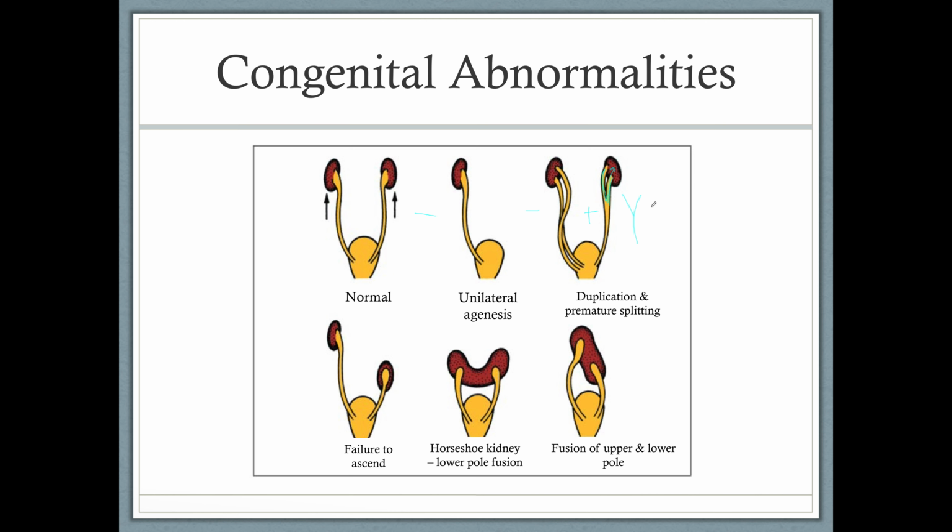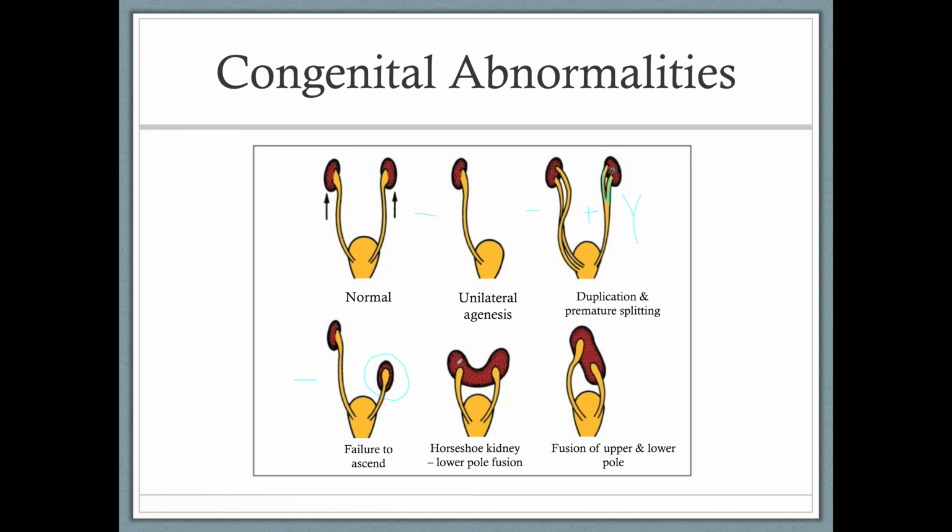Okay, then there's failure to ascend, so the kidney arises and it doesn't end up in the right spot. This is another abnormality we wouldn't consider really to be symptomatic. It's just in a little bit of a weird place. The pain would be different when we talk about kidney infections if it is not in its normal location, but generally it's asymptomatic.